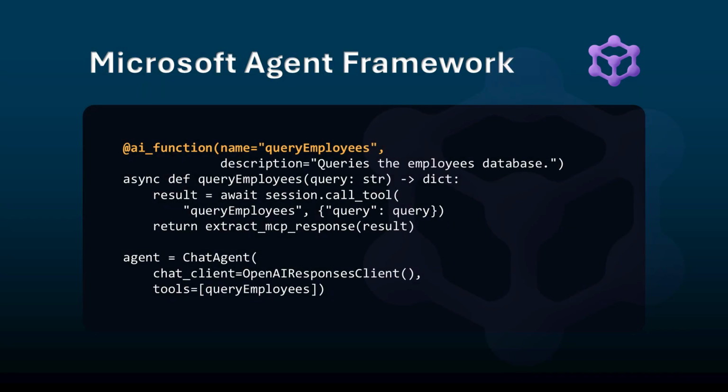Microsoft Agent Framework. The pattern is the same one more time. We define query employees, we mark it with add-I function so the agent can see it, and the body forwards the call to the server. We hand that tool to the chat agent, and the agent calls it whenever it needs data. Four frameworks now, and the same two moves every time. Wrap the server call, and hand it over.